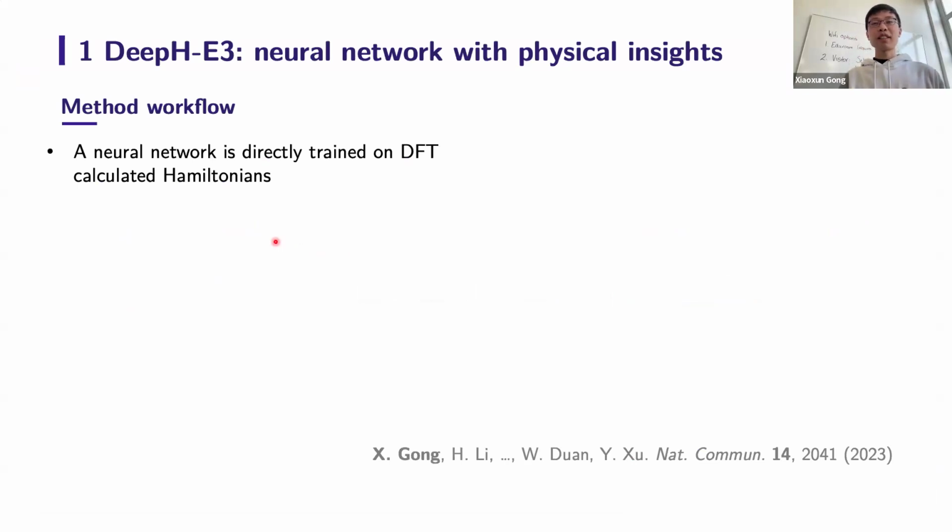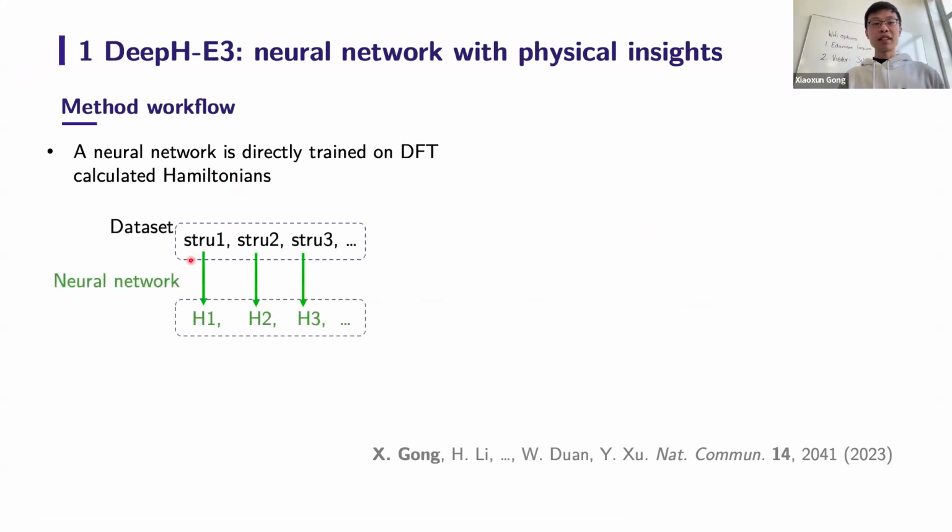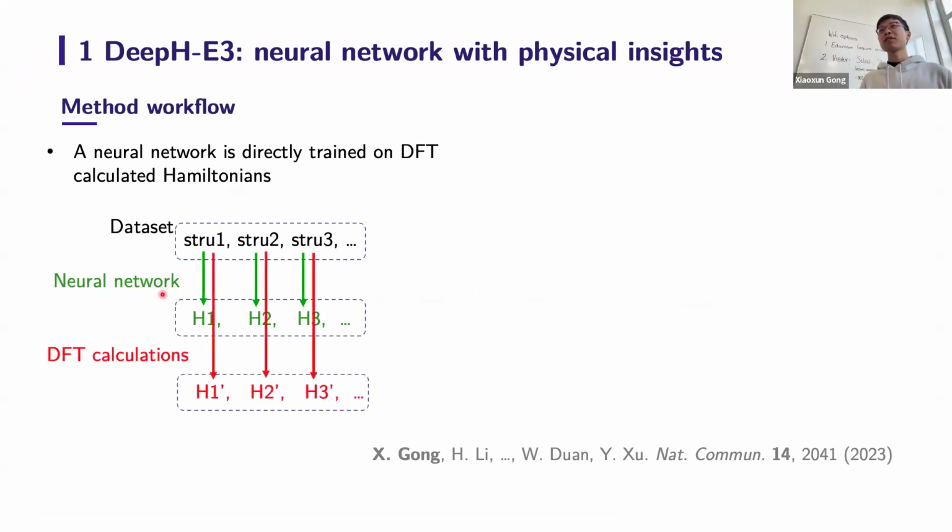So in our DeepH framework, we are training our neural network directly on DFT calculated Hamiltonians. Suppose we have a data set that has many structures in it. Of course, we can use our neural network to predict the Hamiltonians of these structures, and we can also use DFT calculations to calculate the Hamiltonians of these structures. In our training process, we try to minimize the error between the predicted Hamiltonian and the DFT calculated Hamiltonian. So this is pretty straightforward, right?